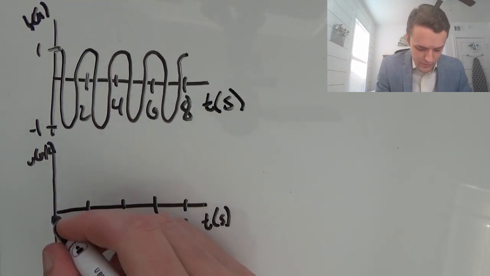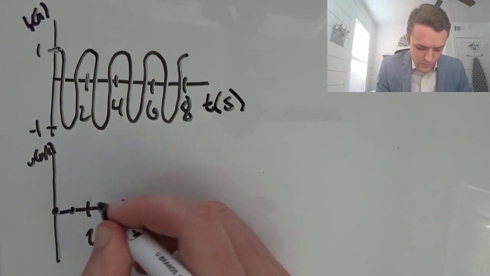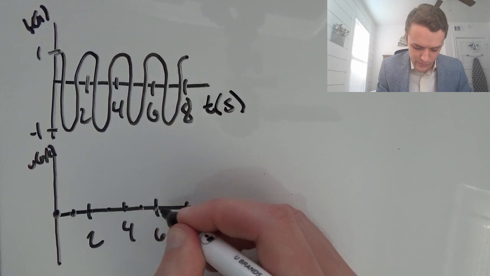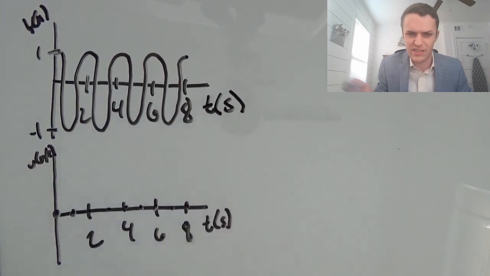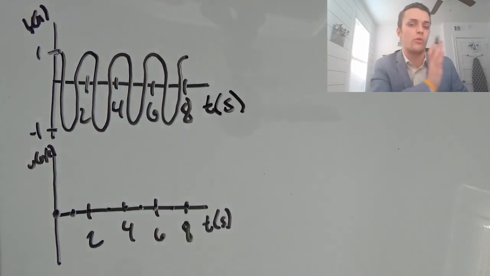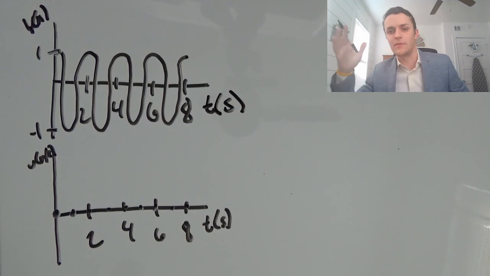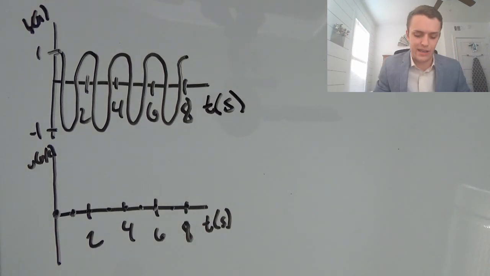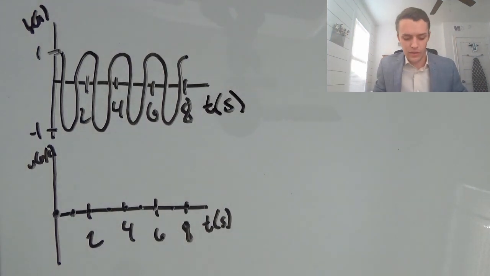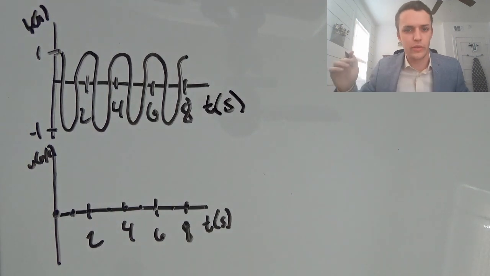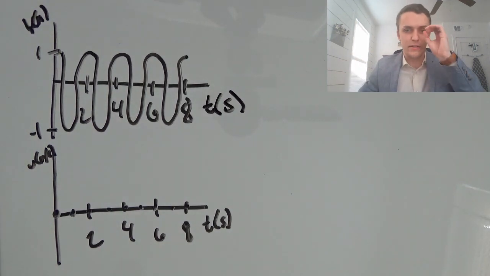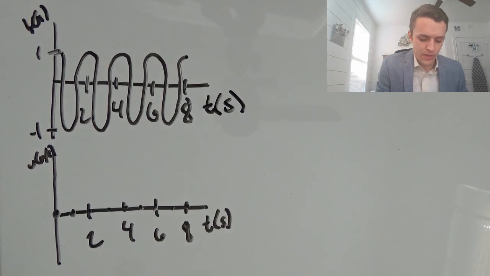So that means we'll have a 0 at 0, 1, 2, 3, 4, 5, 6, 7, and 8, because it doesn't matter if it's the positive position or the negative position, it stops for a second at each one. So every second we have a stop. Those are where we cross through the x-axis and get 0 velocity. But which way do we go?